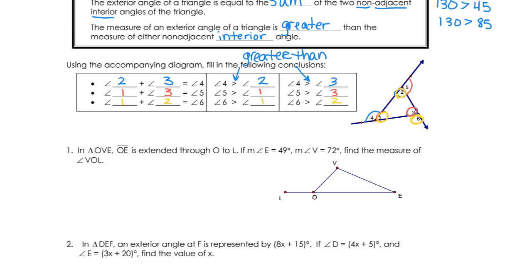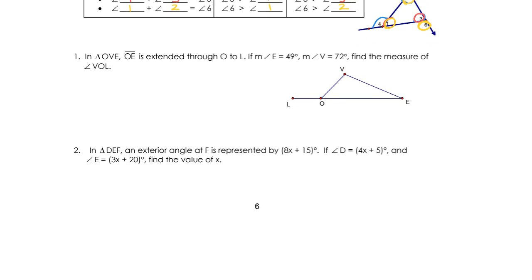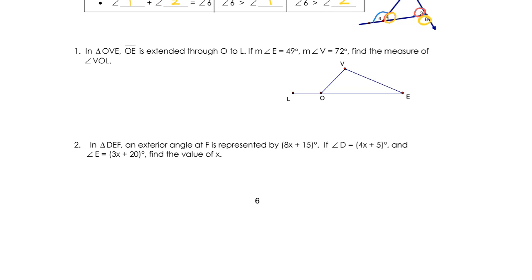All right, let's try some examples. In number 1, it says in triangle OVE, OE is extended through O to L. And by extending that side, that's how you get the exterior angle. It says if the measure of angle E is equal to 49 degrees, and the measure of angle V is 72 degrees, find the measure of angle VOL. They want to know the exterior angle.